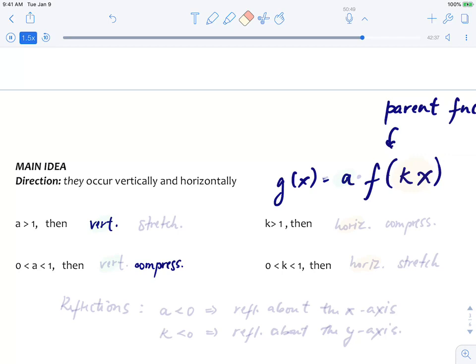If I write it like this, with the a at the front, I'm multiplying all the y values that I had previously. If the a is greater than 1, then I'm talking about a vertical stretch. But if it's between 0 and 1, or fractional, then what do we have? A vertical compression. So compression goes here, and we have our stretch for a greater than 1.